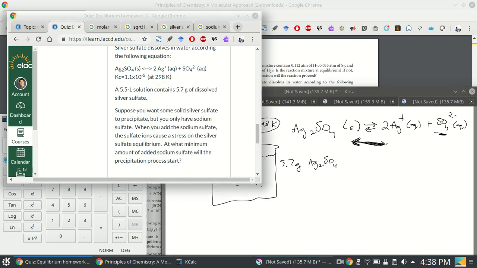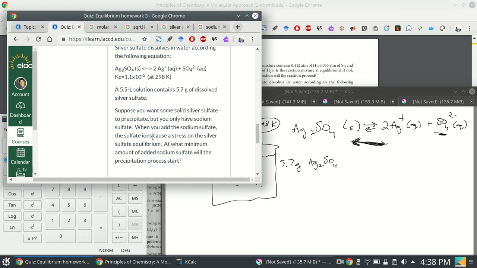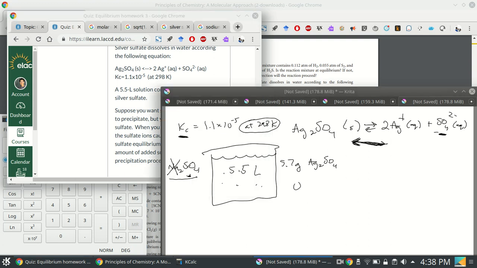So we add sodium sulfate, and the question is, at what minimum amount of sodium sulfate added will the precipitation process start? Now you might think that this problem is like the previous problem, but I gotta tell you, it is not. It is much harder. And let me show you what's going on with this. So Q is equal to [Ag+] squared times [SO4 2-].